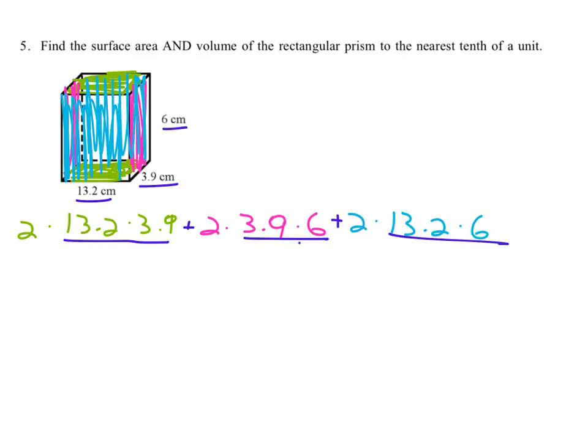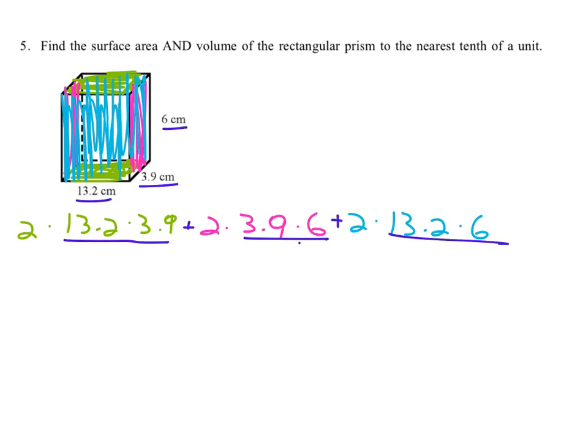And now all that's left to do is to calculate them. And actually, I'll calculate these each separately, but you actually could, because your calculator, if you're using a TI-84, which I highly recommend that you have for the test, you could just type straight in 2 times 13.2 times 3.9 plus 2 times 3.9 times 6 plus 2 times 13.2 times 6. And the calculator knows order of operations, and it'll do it all for you.